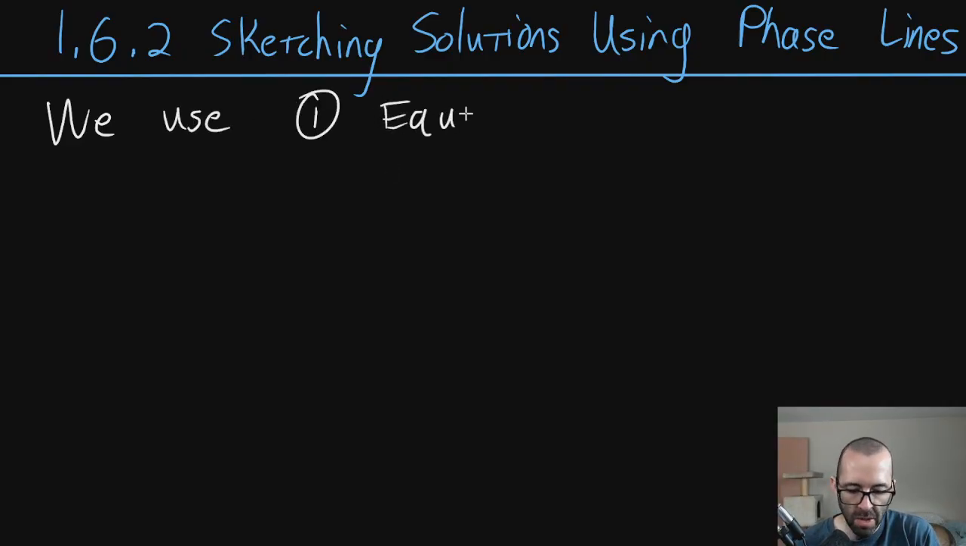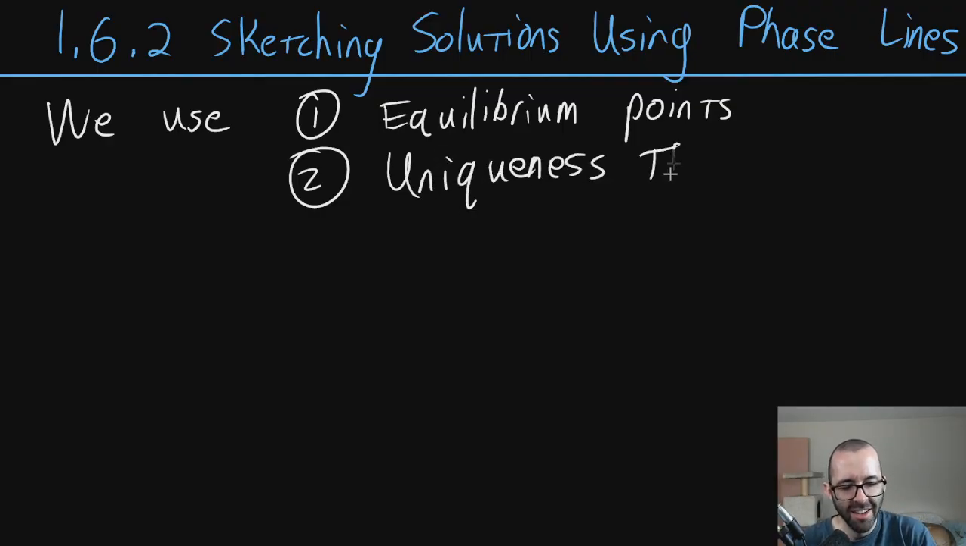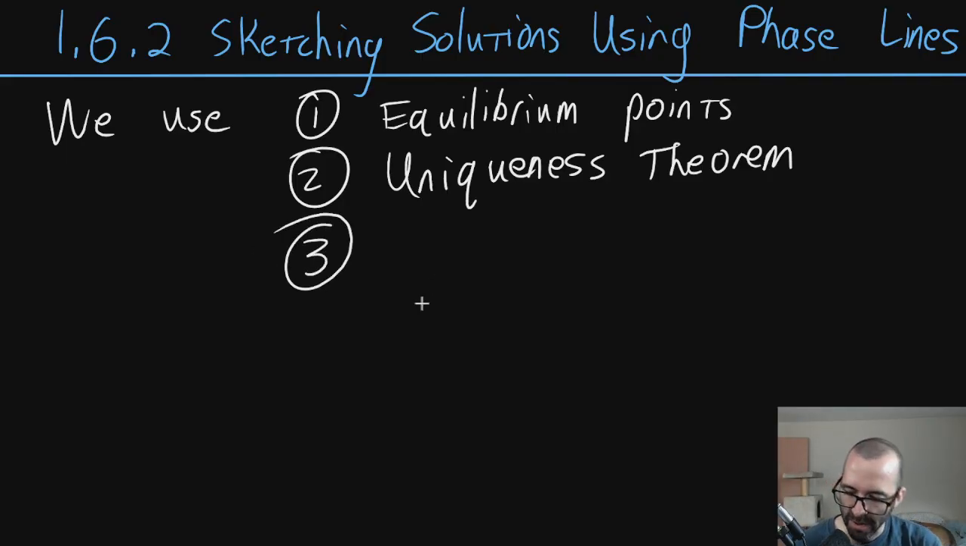Basically, we're going to use three things primarily in these two examples. We're going to use the equilibrium points. This should not be a surprise, right? What is the name of this section if not talking about equilibrium? And then we're also going to use the uniqueness theorem, interestingly enough. From our previous section, we had some videos talking about why the uniqueness theorem matters, and now we have a section where we're using that uniqueness theorem.